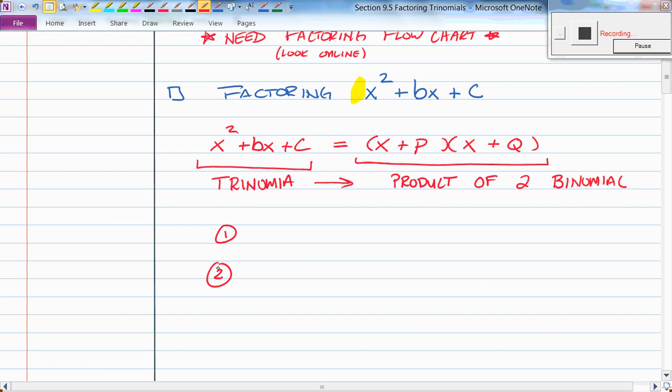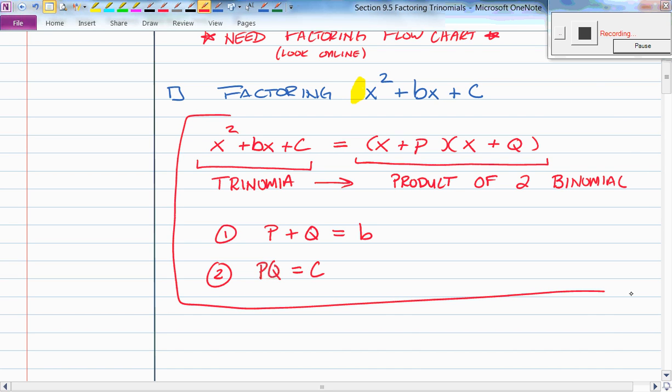The first thing that has to happen is that p plus q has to equal b. That has to happen. And p times q has to equal c. That's it. That's everything right there. So I'm going to put a huge box around this for you, and I'm going to keep referring to it. Now, this is the general form.